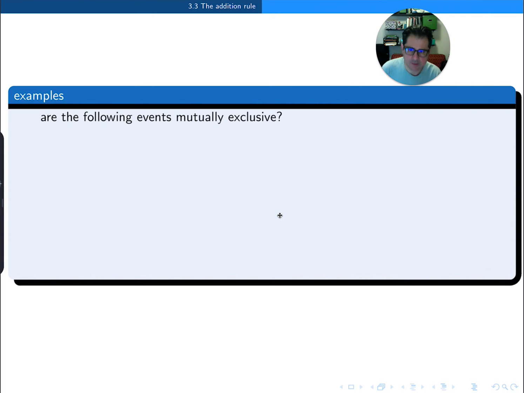So, very simple examples: are the following events mutually exclusive? A, you roll a 3 on a die, and B, you roll a 4 on a die. Those would be like my example, but one circle would only contain the 3, and the other one would only contain the 4. So yes, they're mutually exclusive, right?